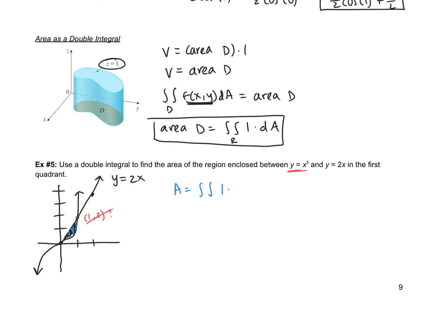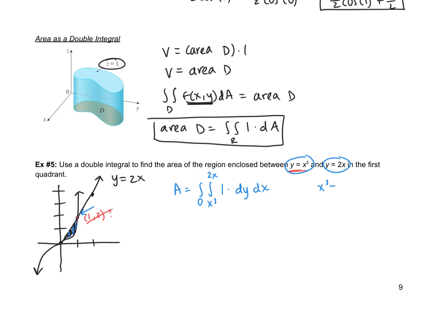I would suggest in this case we integrate with respect to y first and then x, because we have y equals and y equals. So the bottom bound is x cubed. The upper bound is y equals 2x. And x is going to go from 0 to whatever that point is. And we're actually going to have to find what that point is, since I didn't draw a very good picture.